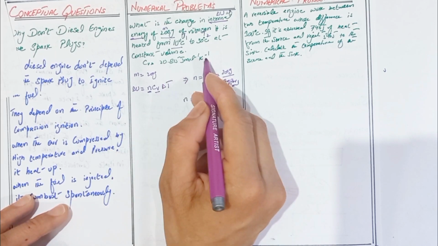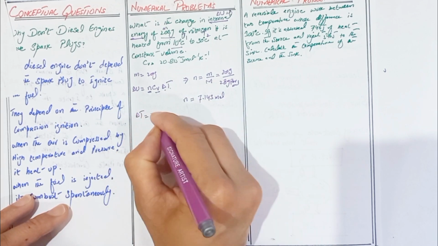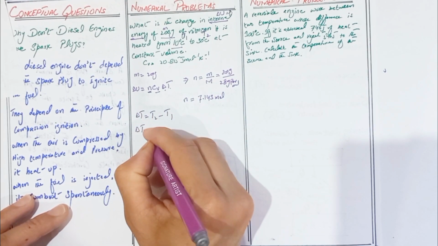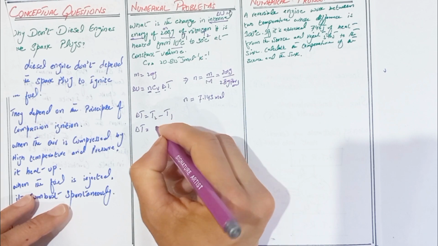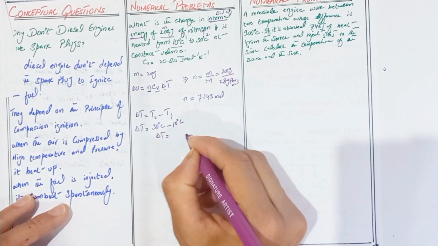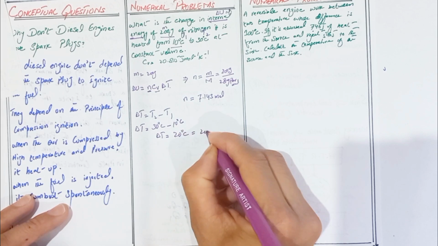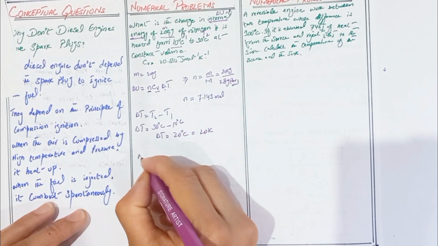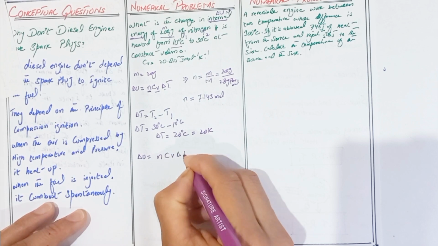CV value is given in the question. Change in temperature we can find as T2 minus T1. Here T2 is given as 30 degrees centigrade and T1 is given as 10 degrees centigrade. So delta T is equal to 20 degrees centigrade, that is equal to 20 K. So here we can find delta U, n CV delta T.